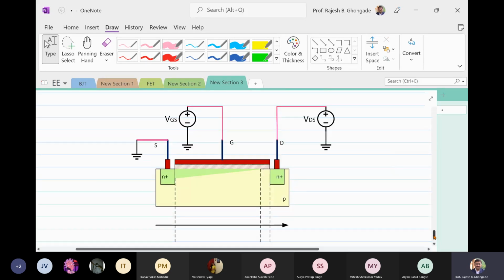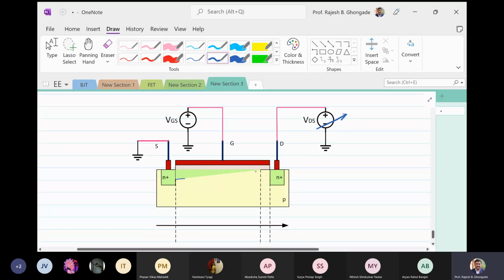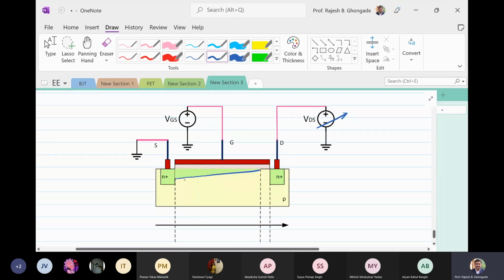As I increase the value of VDS, keeping VGS constant, and I go on increasing VDS, the pinch off effect is observed for the channel like this. So the channel width does not remain constant and it actually narrows down. Why does it do that? Let us see why it does that.